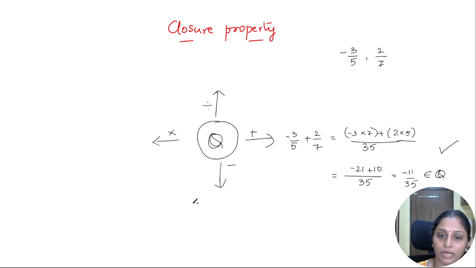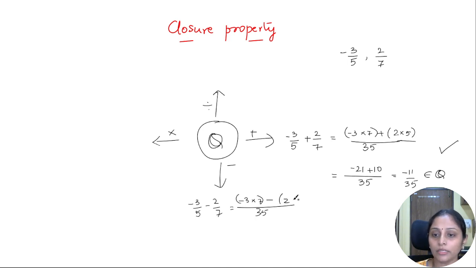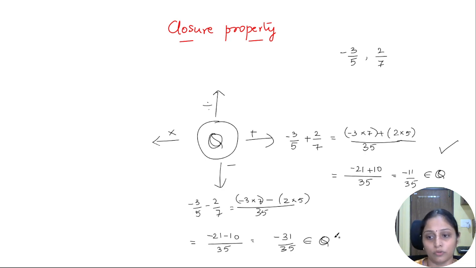Now when it comes to subtraction, let us see. Minus 3 by 5 minus 2 by 7. Again, the LCM is going to be the same. Here I am going to have minus 3 into 7 minus 2 into 5, right? So this is nothing but minus 21 minus 10 by 35, which is equal to minus 31 by 35. Now is this a rational number? Yes, it is in the form of p by q, where p and q are integers, q not equal to 0.